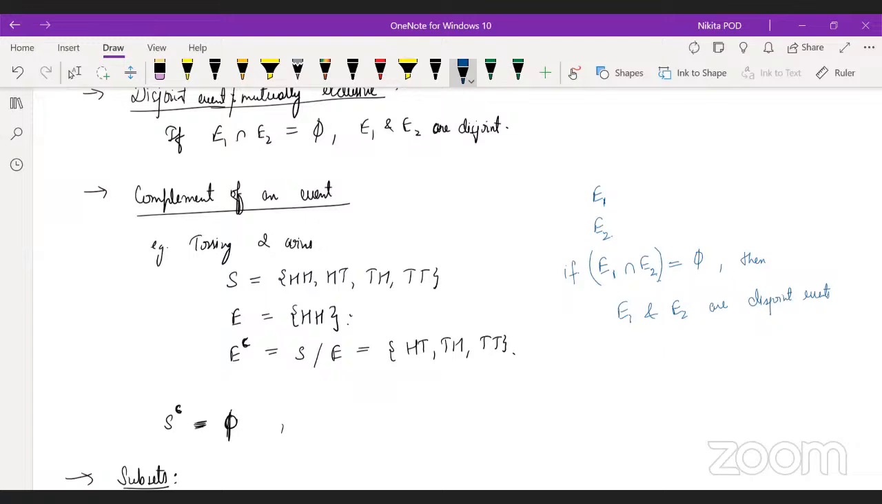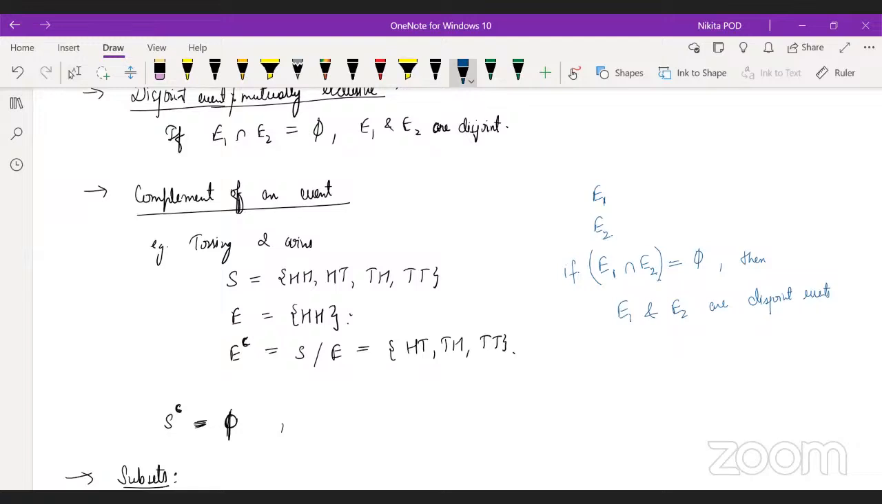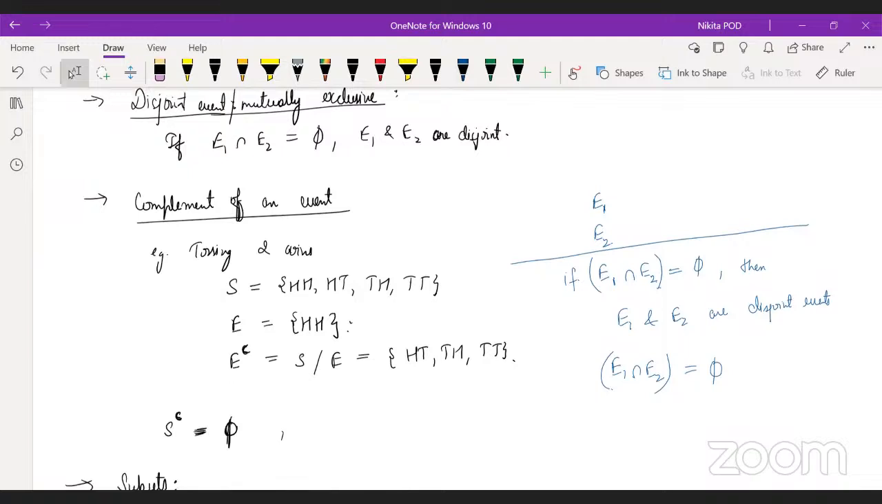But ma'am, what is the difference between a null event and a disjoint event? When we say disjoint events, we are saying E1 and E2 are disjoint or mutually exclusive events. So what we are saying is, if the intersection of 2 events is phi, then we call E1 and E2 disjoint events or mutually exclusive events. But if I look at the event E1 intersection E2, and if this is phi, basically what we are saying is, if you have some event F which is phi, then this event F is called a null event.